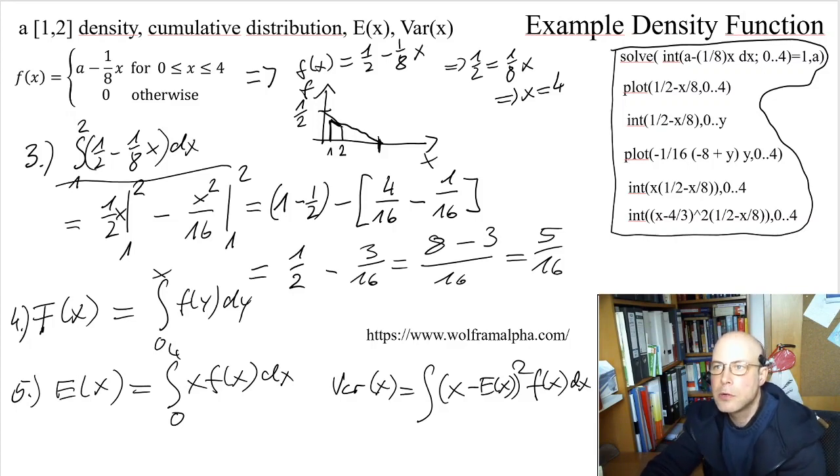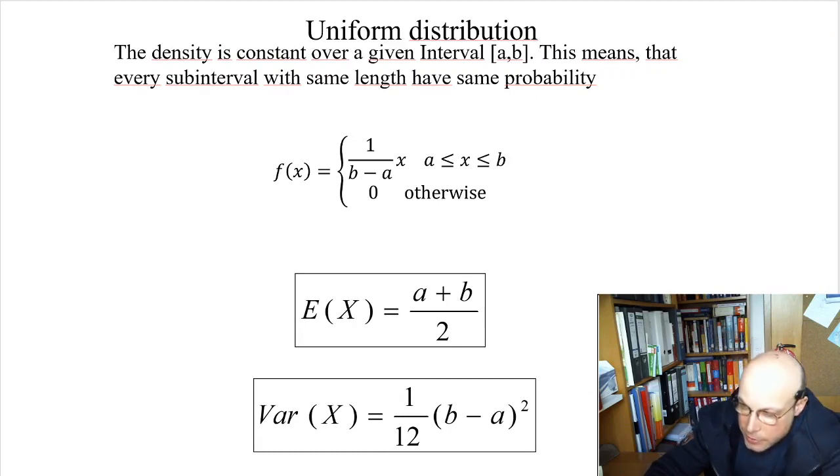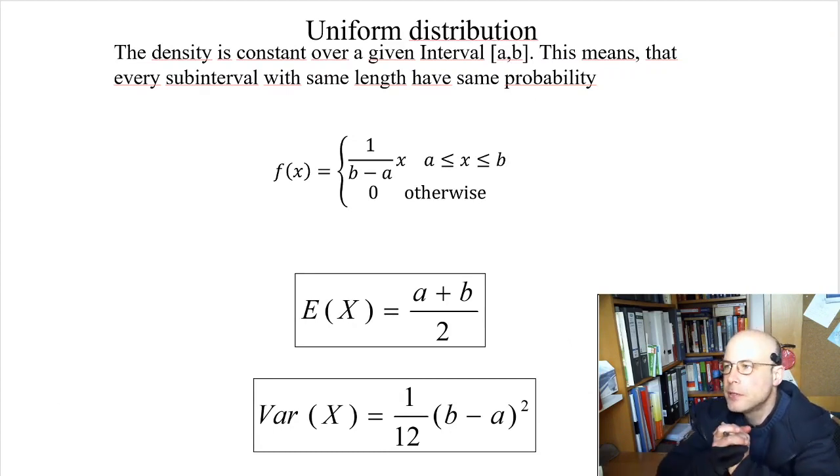Okay, this was just one general example of a continuous distribution. A special continuous distribution which we quite often use is just the uniform distribution.